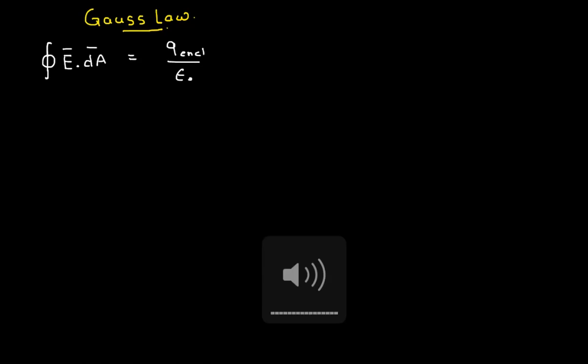All right. So then we have Gauss theorem, Gauss law. So according to Gauss law, the integral of E dot dA is equal to Q enclosed by epsilon naught. Now, what is this left hand side? What is it? E dot dA. So the flux.